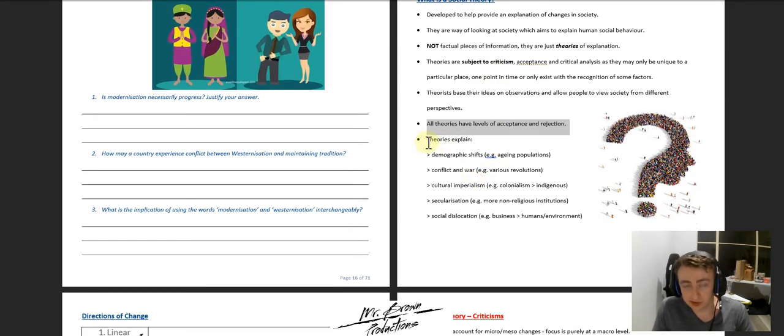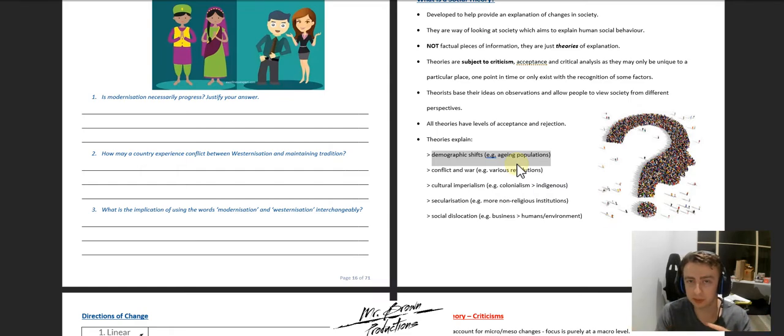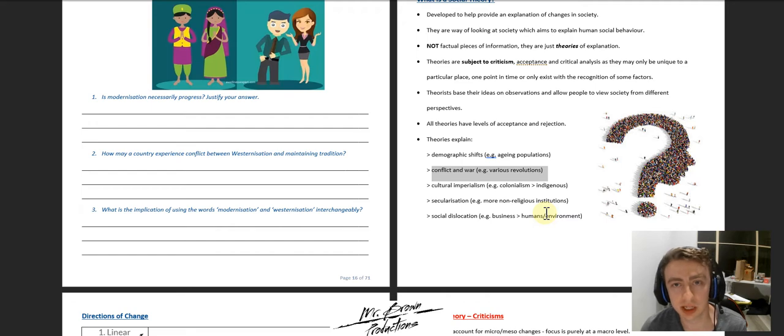So social theories explain a lot of things in life. So things like demographic shifts, this idea of as you get older, you're going to have an aging population, and that might breed certain problems with younger workforce and overburdens on the tax system and things like that. So there's demographic shifts. Some theories explain conflict and war and why revolutions happen. So why the Russian Revolution happened, for example, and why the French Revolution happened. We're going to look at a few examples of that in conflict theory and how that relates to Saudi Arabia.